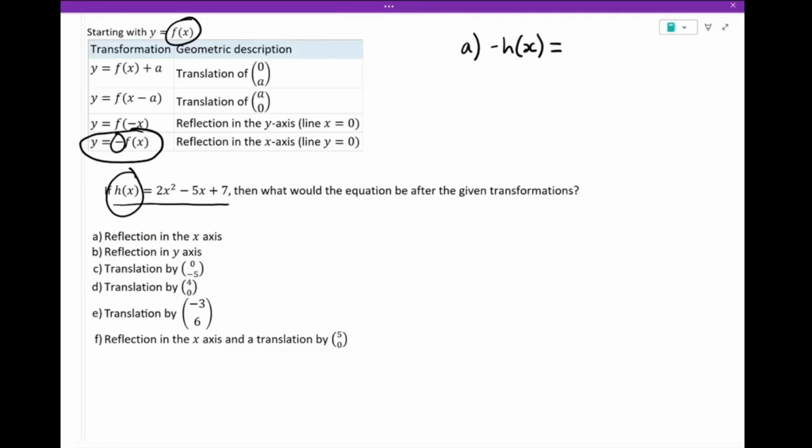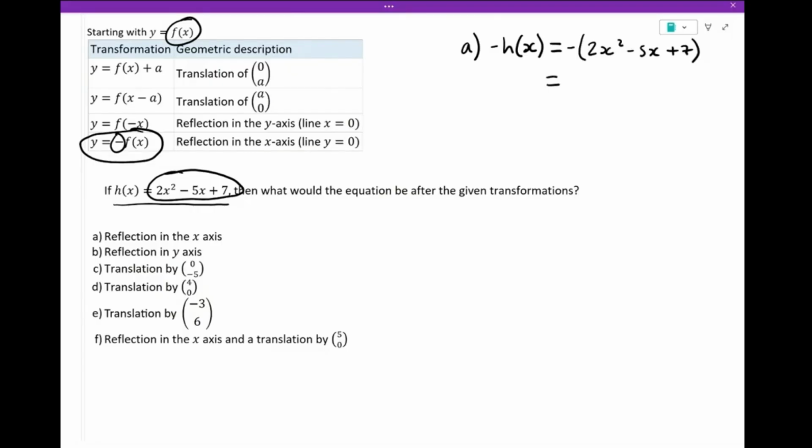Now, in order to get the final answer, what I need to do is go to the right-hand side, and I need to multiply this by -1 as well, because I need to do the same thing to the left-hand side and the right-hand side. So I would write -1 outside the bracket, and then inside the bracket, I would write out the entire function for h of x. So 2x squared, take 5x, plus 7, like that. And that could be your final answer.